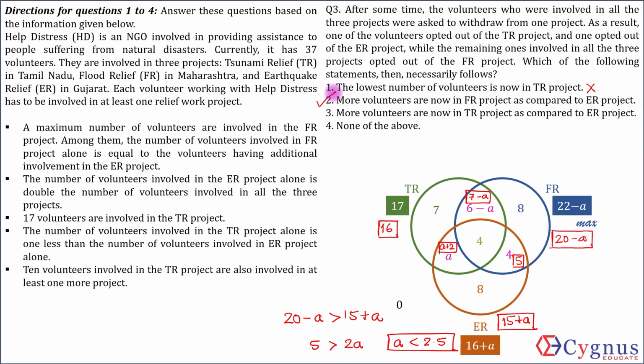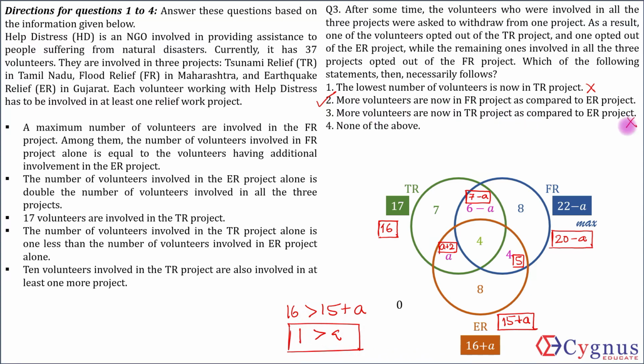However, to be confident about it, let's also evaluate the third statement. More volunteers are now in TR project as compared to ER project. Is the value of TR necessarily greater than the value of ER? No, we've already seen that, but just to show. Well, it may be, may not be, and that's why we can clearly say that the third statement is not necessarily true, which means the answer is second statement. Let's take a look at the last question now.